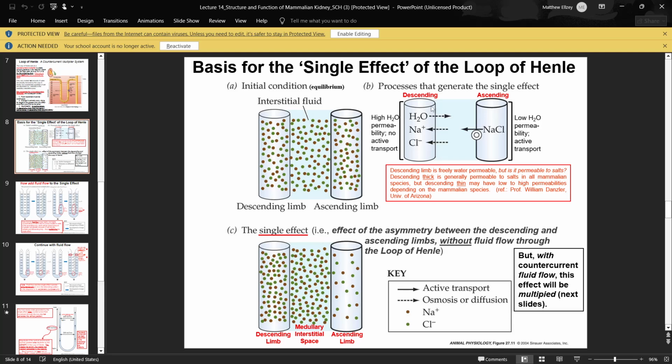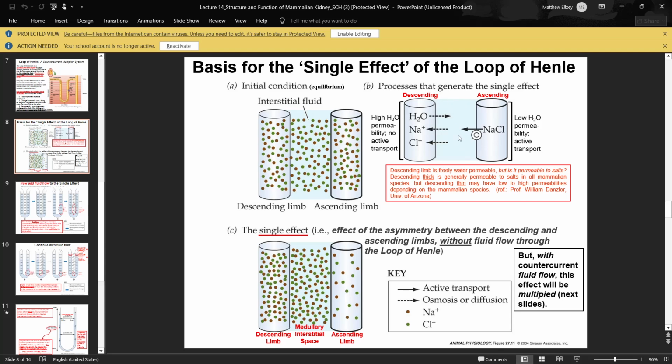So we said that the descending loop is highly permeable to water, but has no active transport of salts. And here we have the ascending loop, which is not permeable to water, but does have active transport of salts. And so what's going to happen is, initially there's going to be a pretty small gradient, because yes, we're losing water, but in the very beginning there are not that many salts in the interstitial space to begin with.